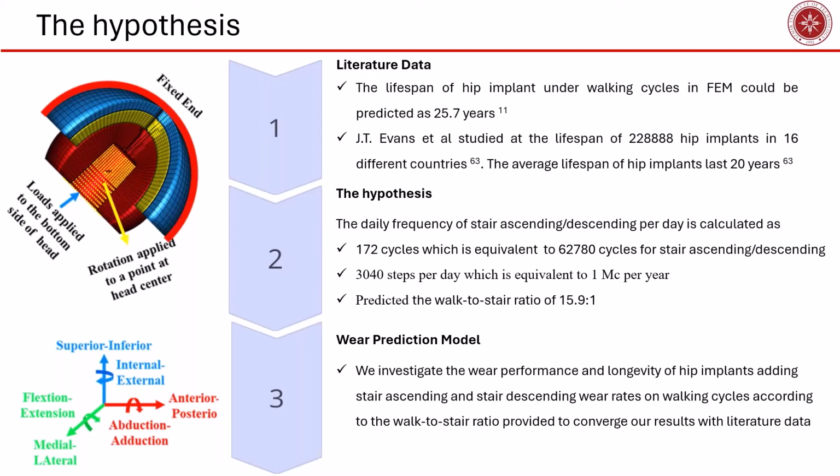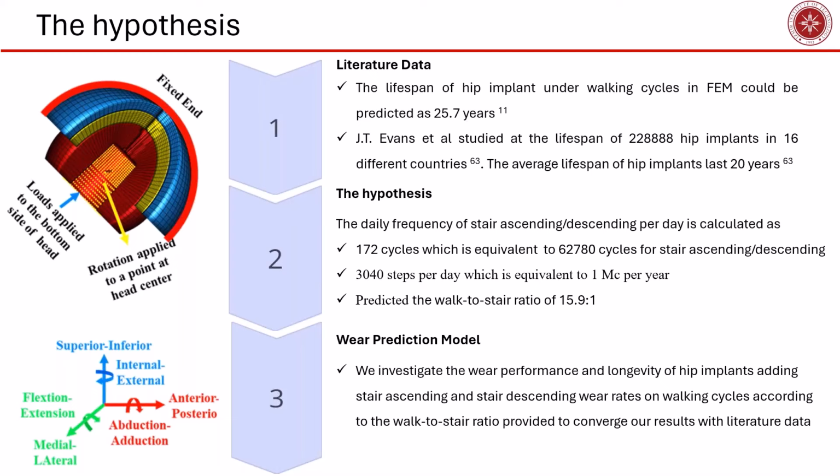230,000 hip implants in 16 different countries. The average lifespan of a hip implant is 20 years. The difference between the clinical retrieval and the hip simulator or finite element analysis method is more than 5 years. So we can minimize the difference between the clinical and hip simulator data.